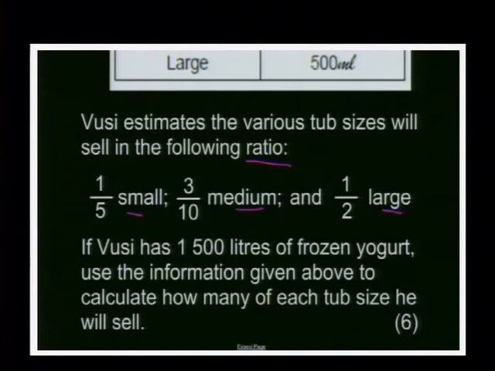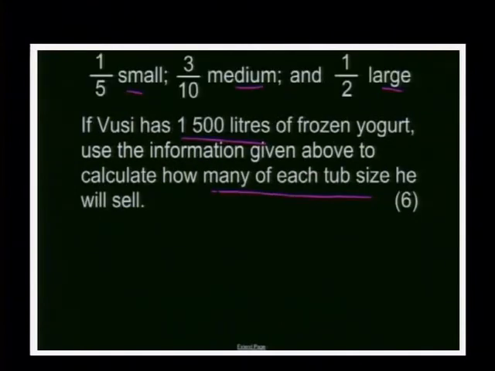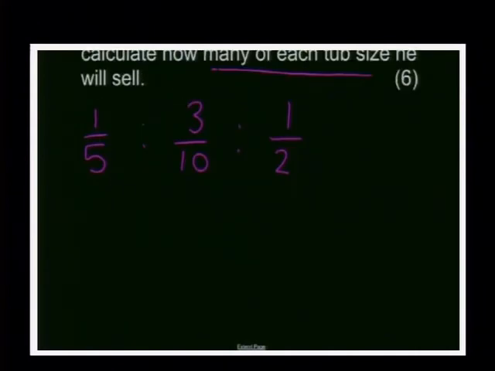Let's read the question and then we'll come back to analyze that. Right, so if Vusi has 1,500 litres of frozen yogurt, use the information given above to calculate how many of each tub size he will sell. Right, first I'm going to go to these fractions. I've got 1/5, 3/10, and 1/2. And that's kind of confusing me totally. So because they're fractions, we can deal with them in the same way. These are ratios. So 1/5 to 3/10 to 1/2.